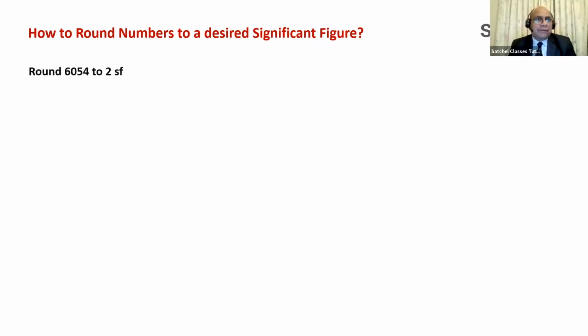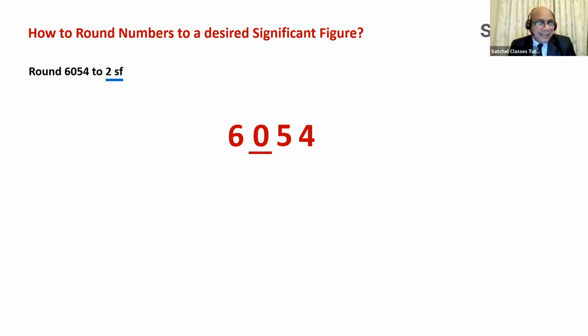So let's say if you were to round 6054 to two significant figures, all we need to do is first write the number as it is, 6054. Because we are rounding to two significant figures, we underline the second significant figure. So which is the second significant figure in this number? As you know, 6 is the first significant figure because that's the first non-zero digit from the left. So the second significant figure will be 0. So we underline 0.